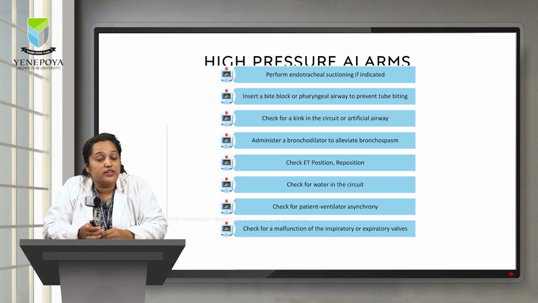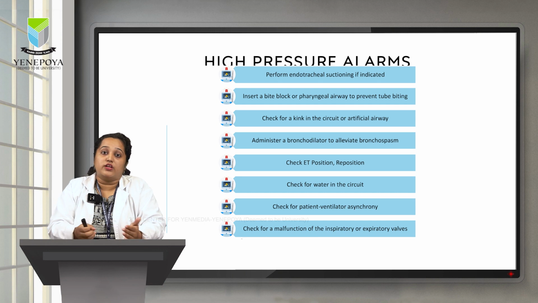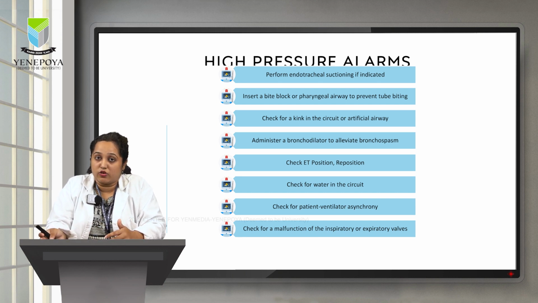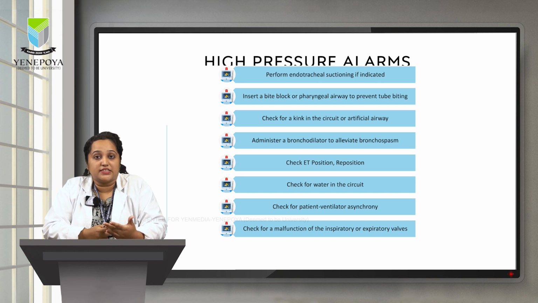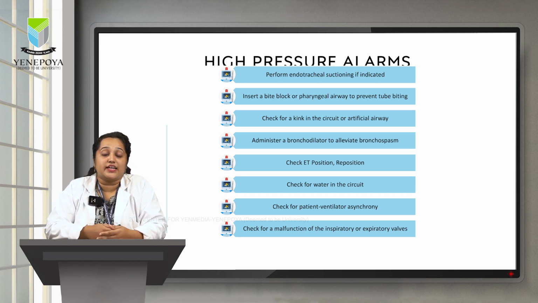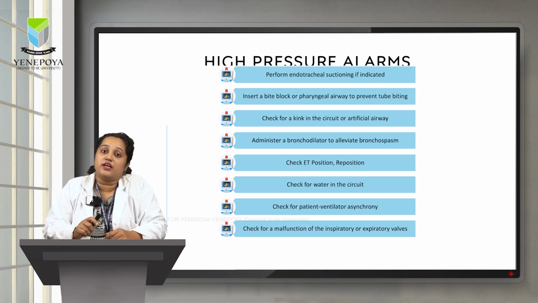Check for patient ventilator asynchrony. Like I told, if your patient was sedated and now the sedation has weaned off and the patient is not able to sync with the ventilator, he is definitely going to fight, which will lead to increased peak pressures. Or if you have not set the trigger properly, or have not cycled off properly, then these can also cause patient ventilator asynchrony.